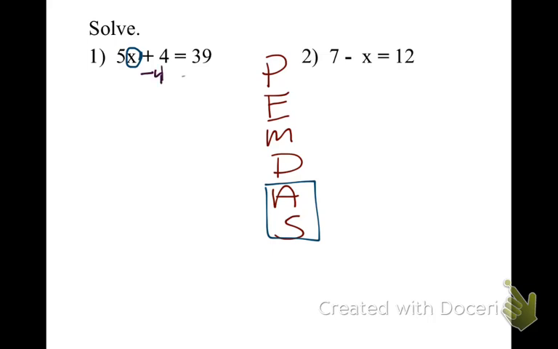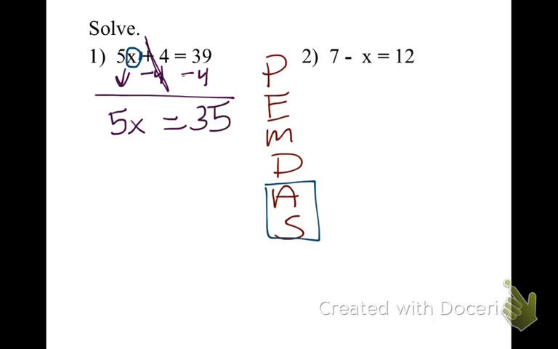It's supposed to be a 4. Subtract 4 on both sides. So my 5x hasn't changed. So that's going to come on down. So I have my 5x. Now my 4's cancel out to 0. Bring down my equal sign. Then what's 39 minus 4? That's going to give me 35. So I've done the addition and subtraction part of PEMDAS.